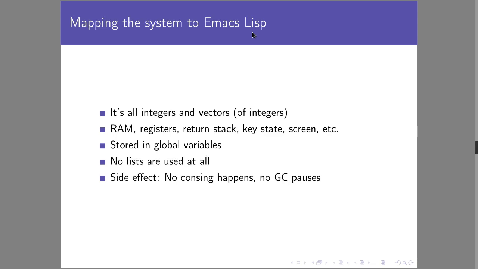To map this whole system to Emacs Lisp, I've used just integers and vectors, which contain even more integers. This is used for the RAM, registers, return stack, key state, screen, and so on and so forth. Basically, what you would do if you were writing C. All of this is stored in global variables. I'm not using any lists at all, and as a side effect, there's no consing going on at all. There are no extra objects created which would trigger garbage collection pauses. Getting this right was rather tricky actually, and there were some hidden garbage collection problems which I had to resolve over time.